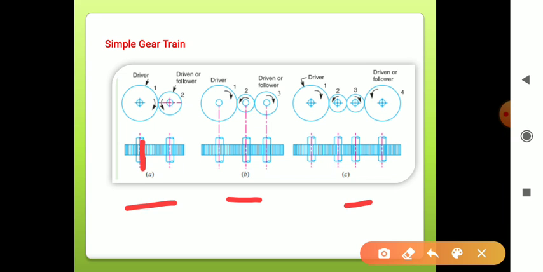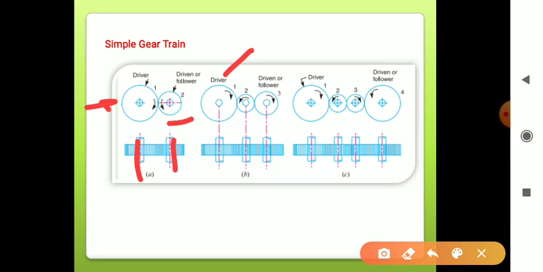In this shaft the gear, first this driver will be mounted, and this is the driven or follower. You see here, this is gear 1 and this is gear 2. This is what a simple gear train. That means on one shaft only one gear will be mounted. On this shaft only this gear will be there, and on this shaft only this gear will be there. No more than two gears will be on one shaft; only a single gear will be on a single shaft.